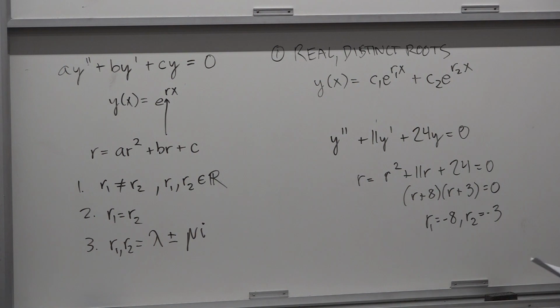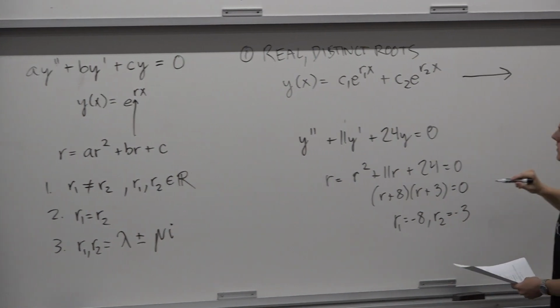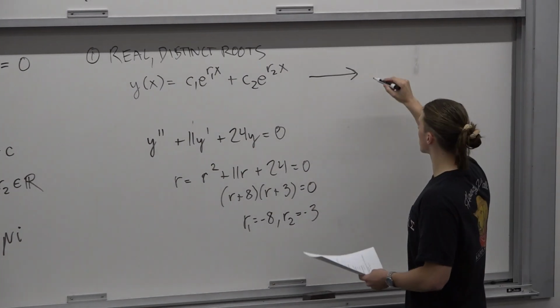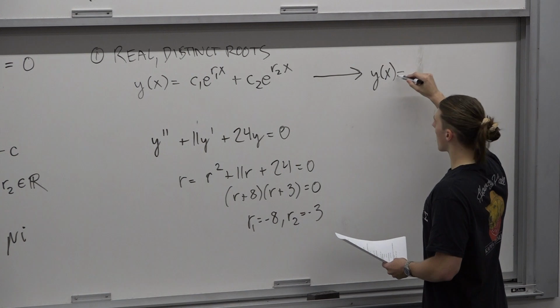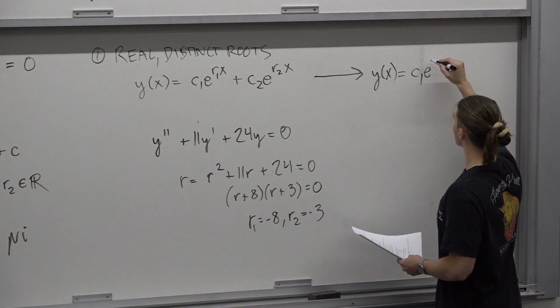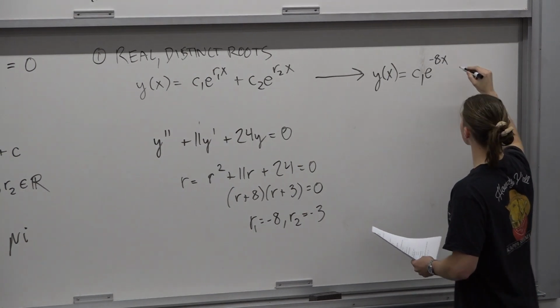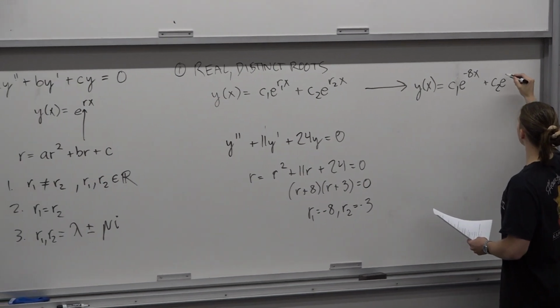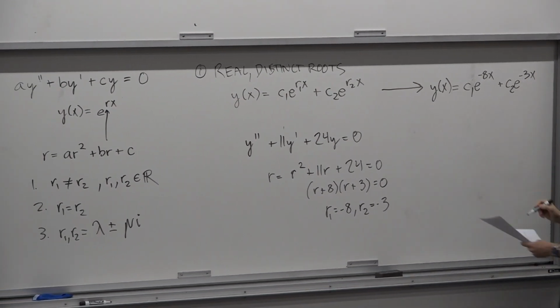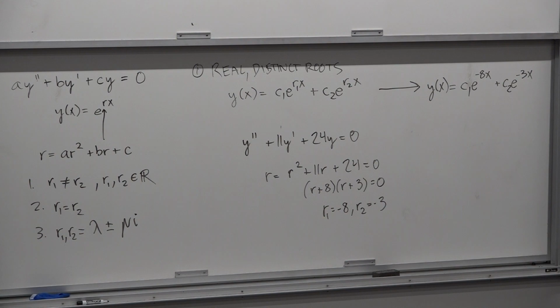Now that we have r1 and r2, like I said, we're plugging them straight into the solution that we have. So we have c1 e to the negative 8x plus c2 e to the negative 3x. That's our general solution.